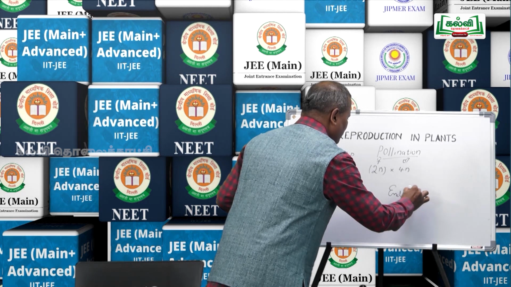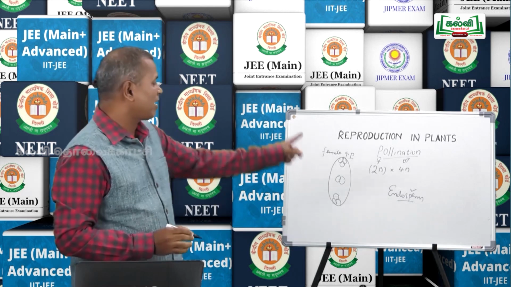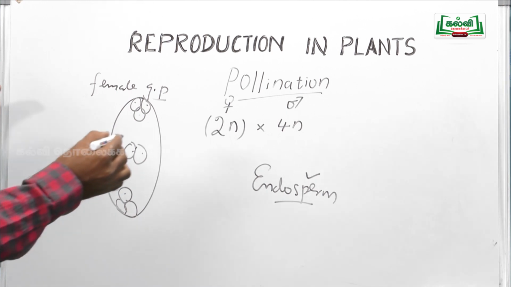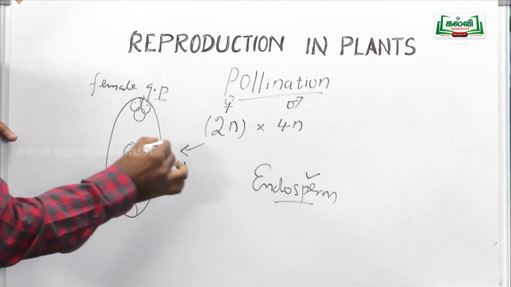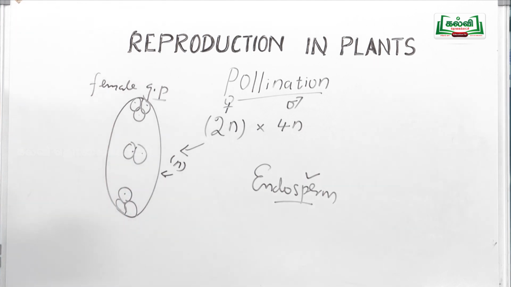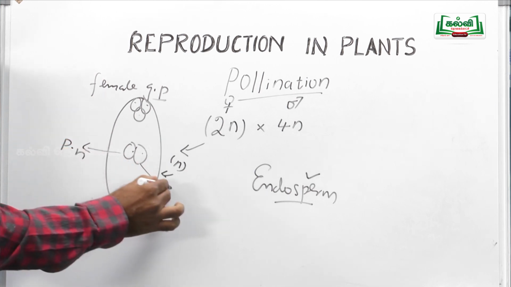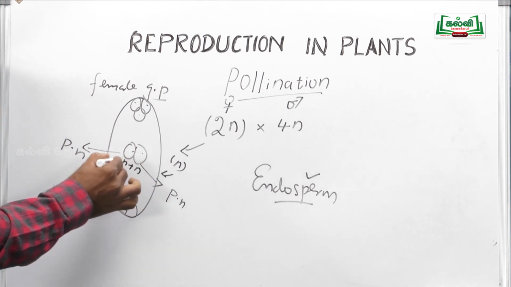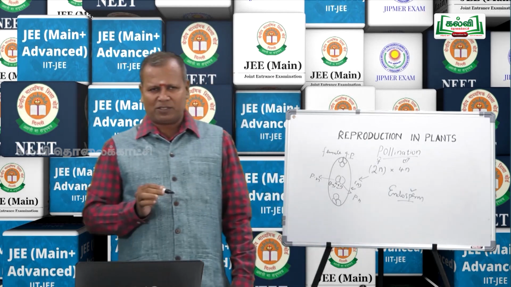Endosperm is a nutritive tissue for the developing embryo. It is always triploid in nature, but here see the cross. In the diploid female, after megasporogenesis, a megaspore is formed. The megaspore is haploid in nature. This megaspore undergoes nuclear division to form 8 nuclei. In the middle, 2 polar nuclei are present. This is polar nucleus 1, this is polar nucleus 2. Here it is N, this is N, N plus N is equal to 2N. These polar nuclei become the diploid secondary nucleus.